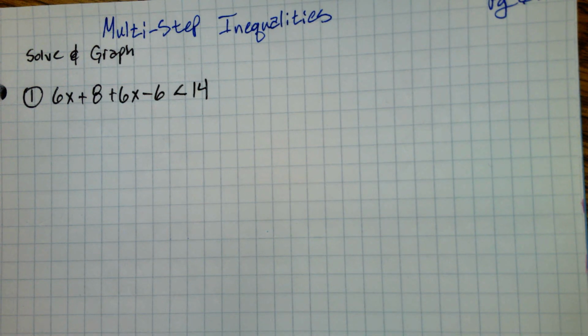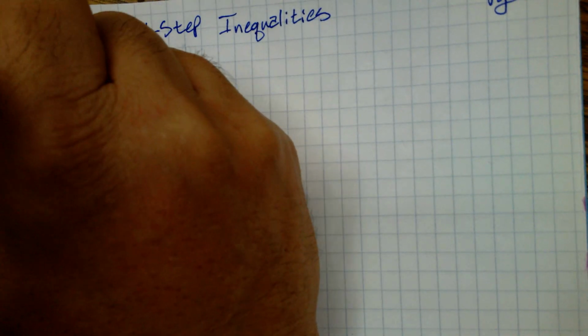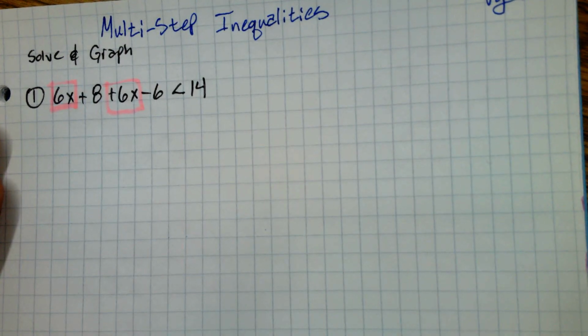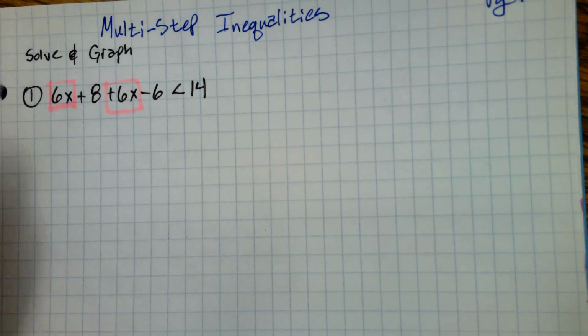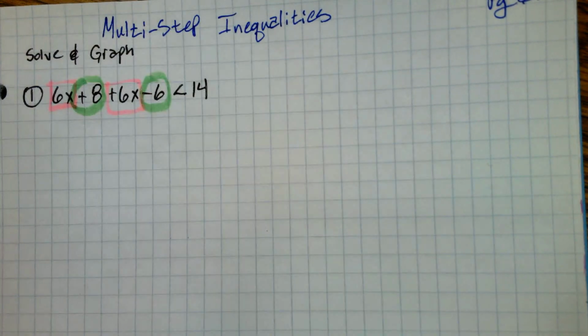So we're still going to run down that laundry list of rules or things we should do in a certain order to solve an equation. They still apply for a multi-step inequality. So distribute, combine like terms, all of that. So obviously no distributing, but we can combine like terms, right? Let's go ahead and combine. We can combine 6x with this 6x, and we can also combine 8 and negative 6.